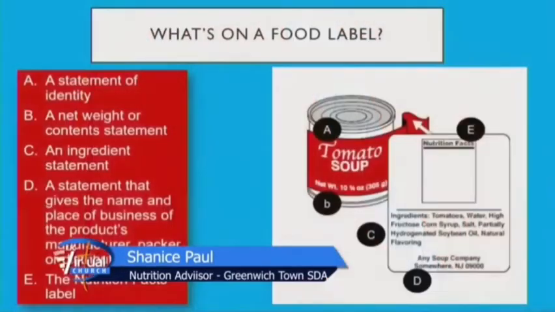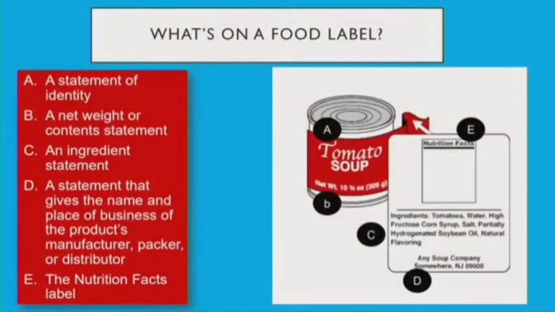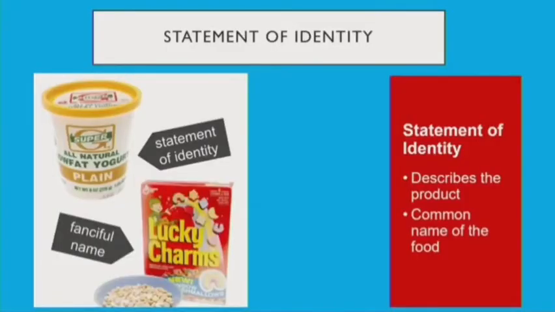There are several things on a food label. You have a statement of identity, the net weight, the name of the business or distributor or company, manufacturer, and also there is the nutrition facts. The statement of identity basically describes the product and it gives a common name of the food.